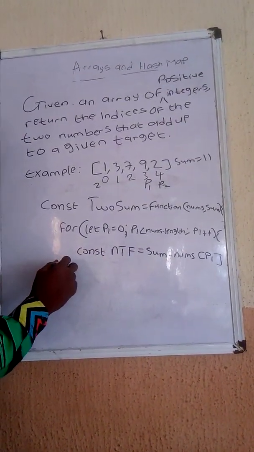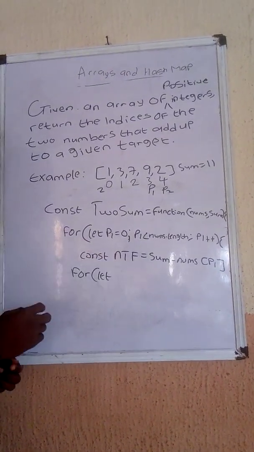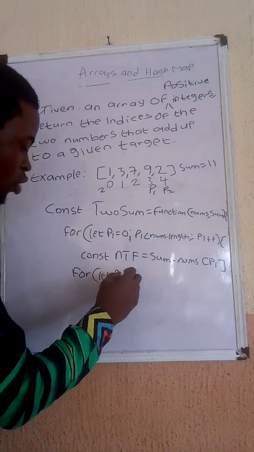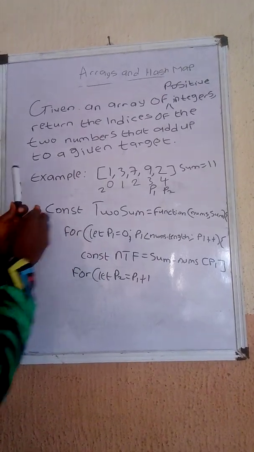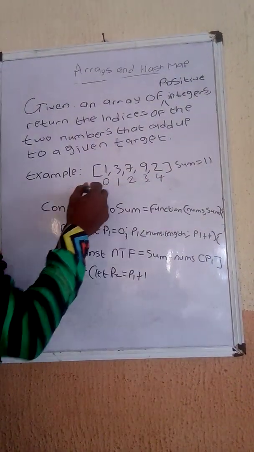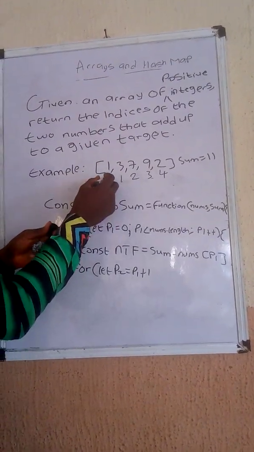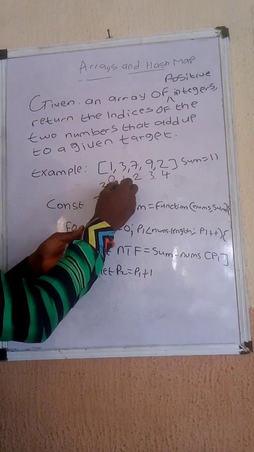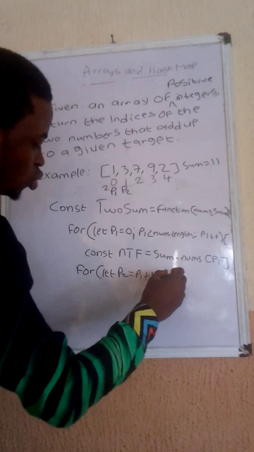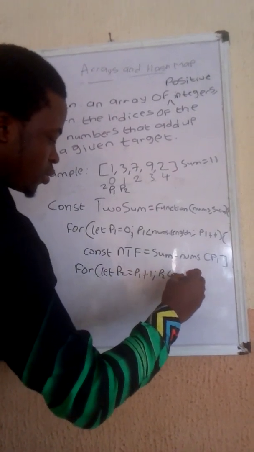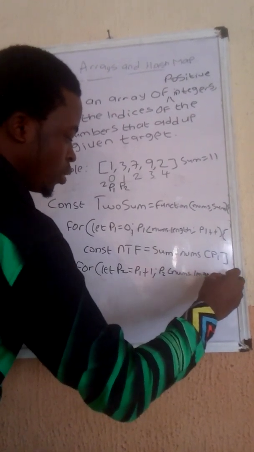Now we run our second for loop, in which our second pointer P2 is equal to P1 plus 1. Let me explain this. P1 was here at 0, so P2 will be P1 plus 1, that is 0 plus 1, which we know is 1. Then P2 will be less than nums.length, P2++.